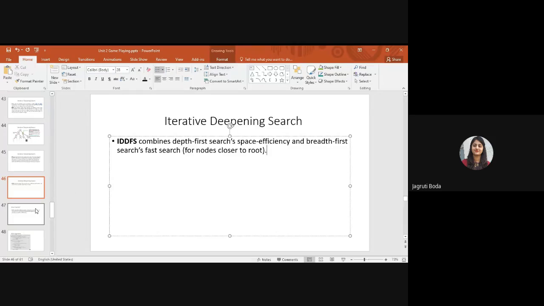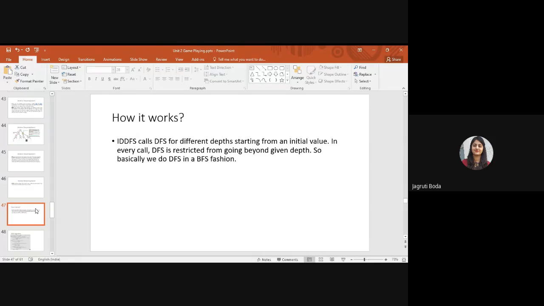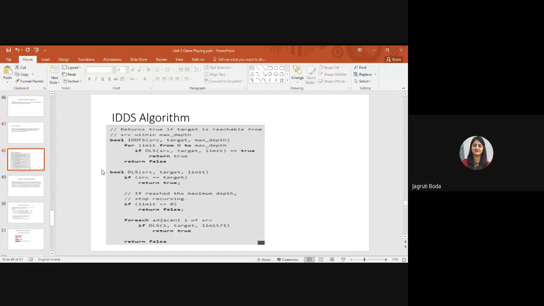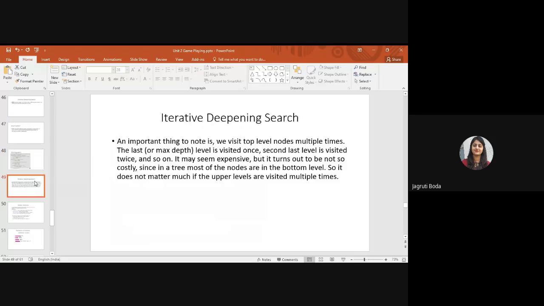So we combine both these properties in iterative deepening search, meaning IDDFS. So how does it work? IDDFS calls DFS for different depths starting from the initial level. In every call, DFS is restricted from going beyond the given depth. So basically we do DFS in a BFS fashion. I will give one example so you have it clear. This is your algorithm for IDDFS. First we clear the concept, then we revise the algorithm, so you understand this algorithm better.